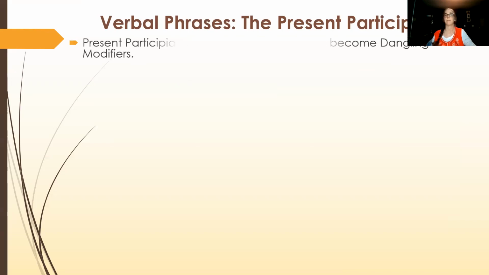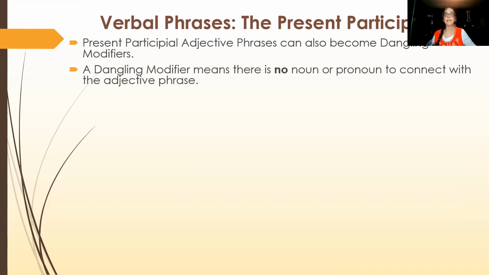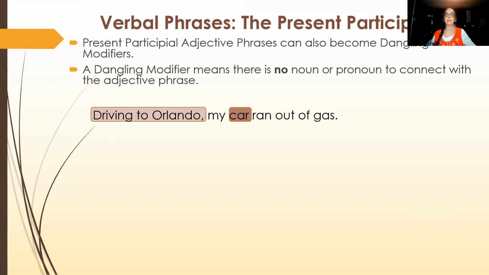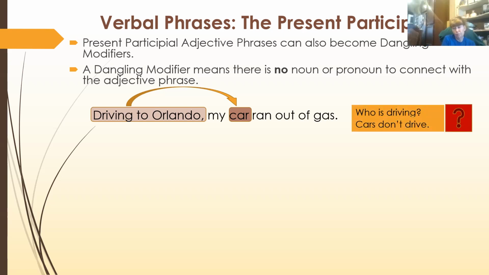Now, what about dangling modifiers? Present participle adjective phrases can also become dangling modifiers. A dangling modifier means there is no noun or pronoun to connect with the adjective phrase. Driving to Orlando, my car ran out of gas. Now, yes, we do have AI. We've got cars that theoretically can drive themselves, but honestly, they can't drive themselves because there still has to be a person behind the steering wheel. So this is wrong because who is driving? Cars don't drive. They may say self-driving, but they're really not, because they have to have a human being there doing some level of control.